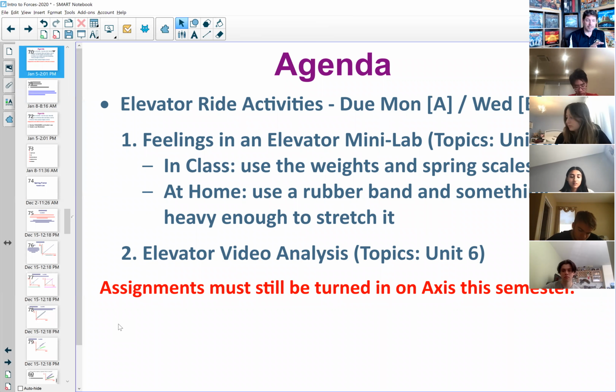And so the feelings in an elevator would be one file in one assignment. It's actually a lab category assignment. And the elevator video analysis would be a second assignment that goes into the homework category. But the feelings in an elevator is a 2-page document front and back. So scan that and put that in as one document for the feelings in an elevator assignment. And the elevator video analysis is a 3-page document. So scan that as a single document and put that in for that assignment.